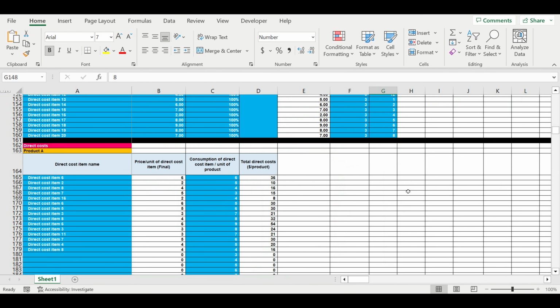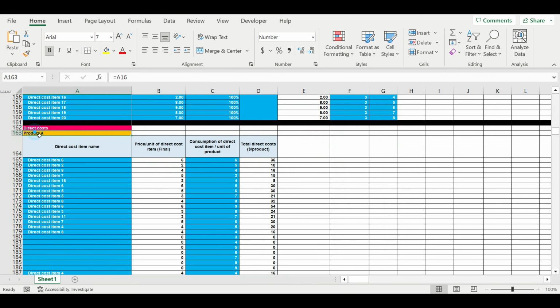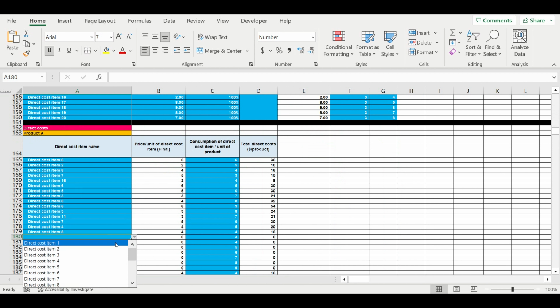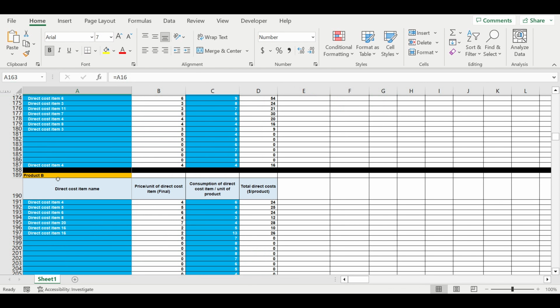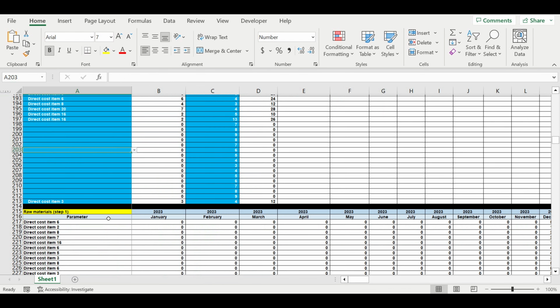Then we move to, for example, product A, and specify what raw materials participate in its production. Then we specify the consumption of this raw material to produce one product A. Then we do the same for product B.